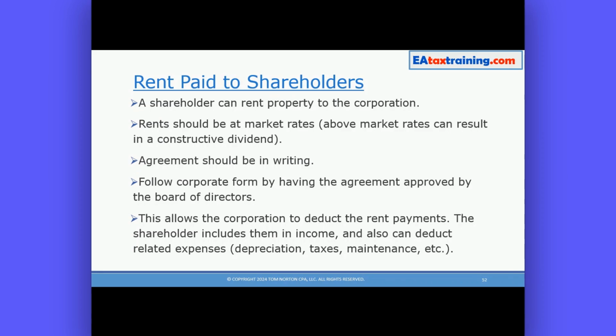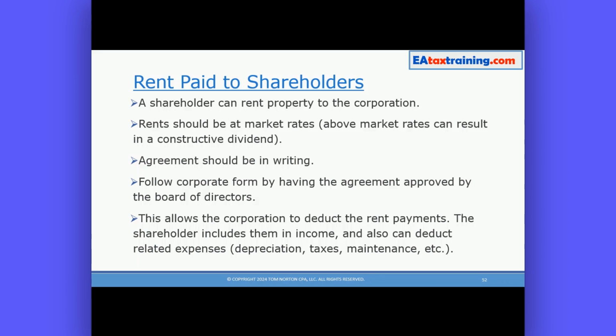And again, this is similar to the compensation. The reason the corporation would do this is because rent is tax deductible and dividends are not. So if you can just pay some extra rent, then the corporation gets a deduction for that. So the corporation is not paying that 21% tax on it. The owner, of course, is still going to pay tax on the rental income, but they would pay tax if it was a dividend as well. So it's the same for them. So above market rent can result in a constructive dividend.